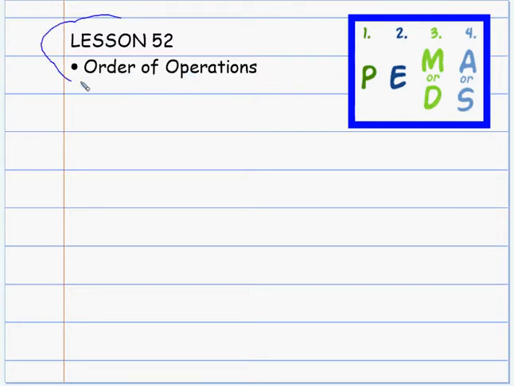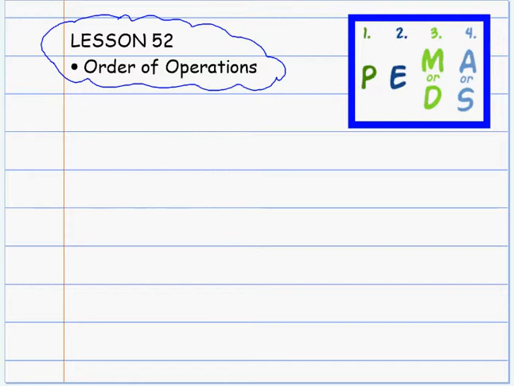Hi class, this is Course 2, Lesson 52, Order of Operations. Okay, so you notice over here that I have this nice little chart or graphic for you, and it says 1, 2, 3, 4, and it has the letters P, E, M or D, A or S. That's the order of operations.